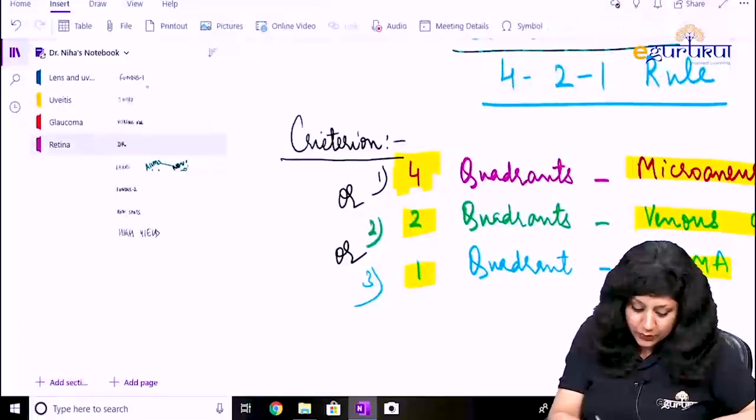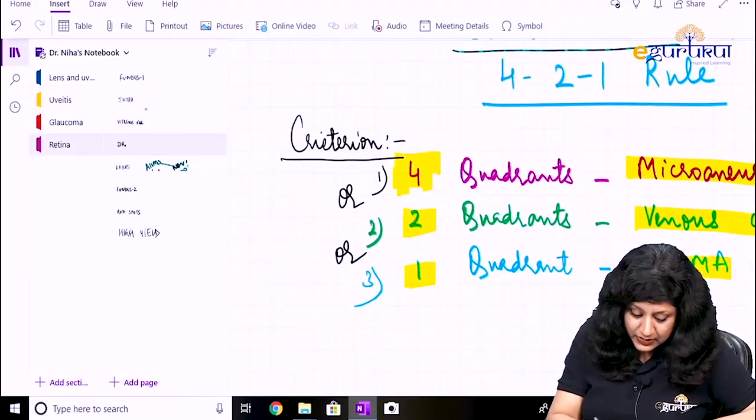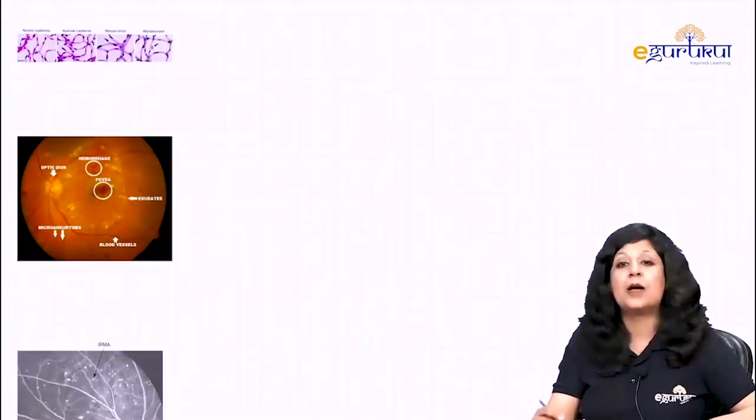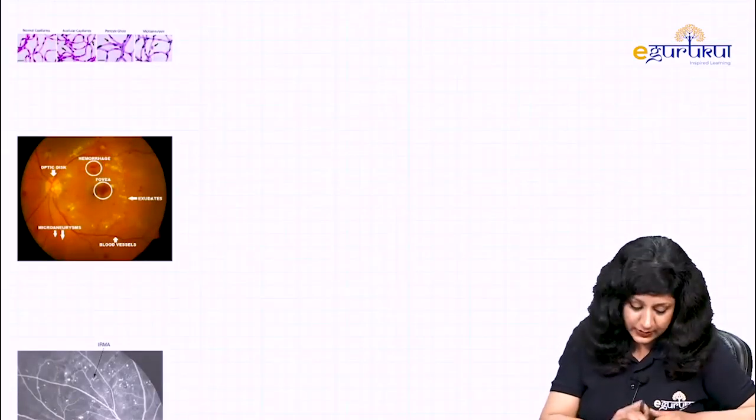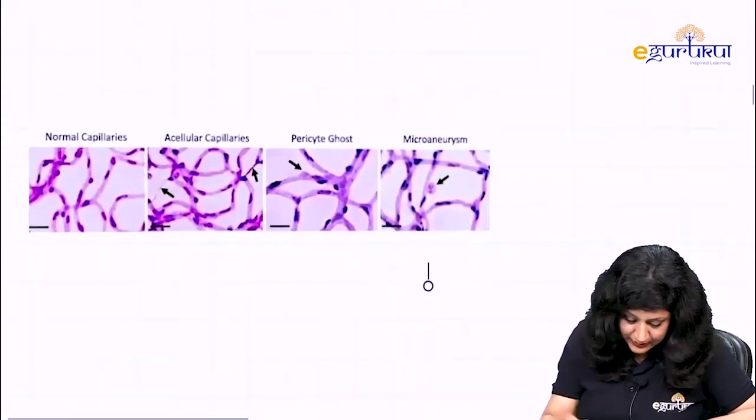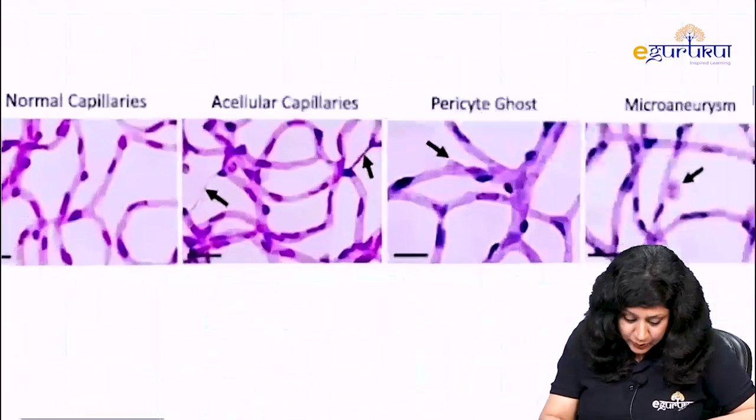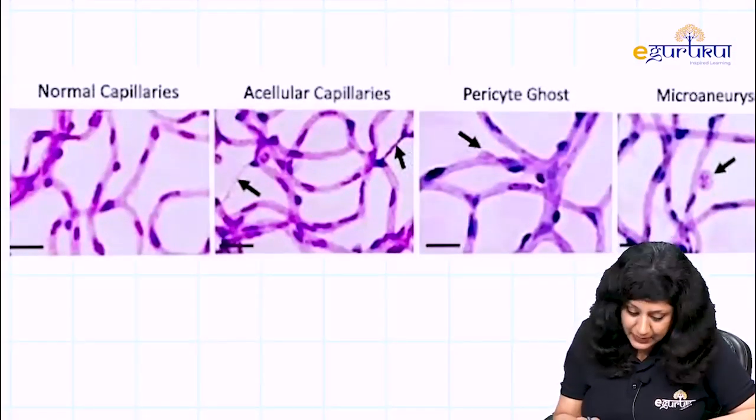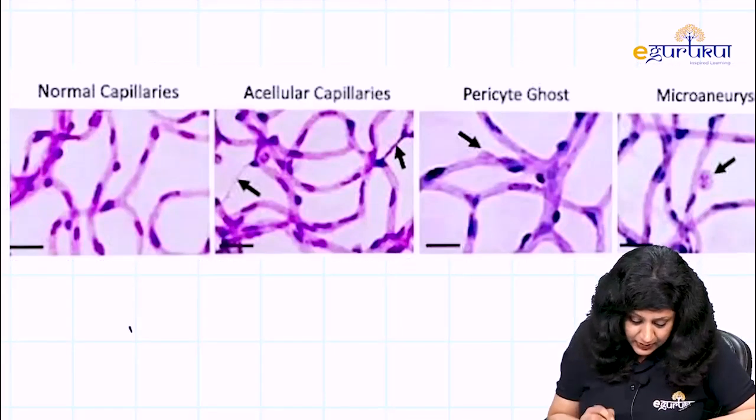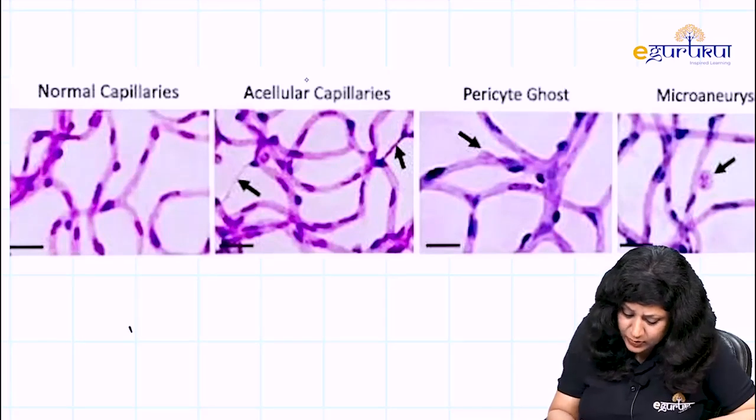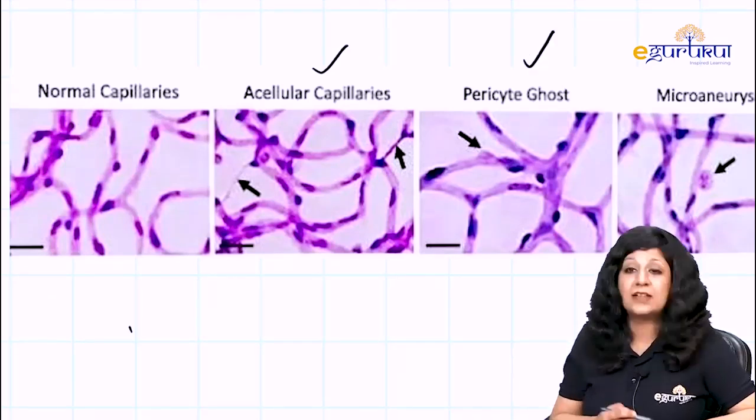Okay, now we will try to see the changes that can actually take place in a patient of NPDR. See, this is the first change that can take place. Can you see the normal capillaries? This is how the normal capillaries look like, and you can see here the pericytes are present, and here we have got the acellular capillaries with the ghost pericytes.